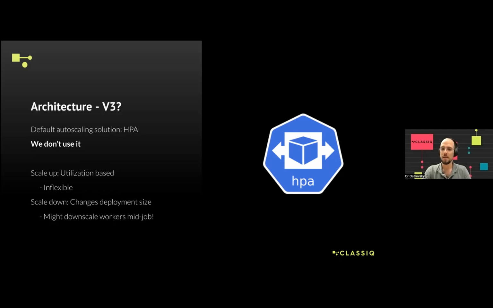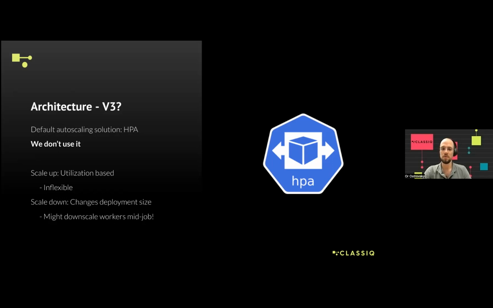But unfortunately, in this case, the default solution didn't work for us. If we look at the scale-up scenario, the horizontal pod autoscaler is usually utilization-based. It looks at the compute resources, the CPU, the memory requirements of your pods, and then it decides to scale up or scale down the deployment. It also has an API for custom metrics, but it's much more involved than we would like it to be.